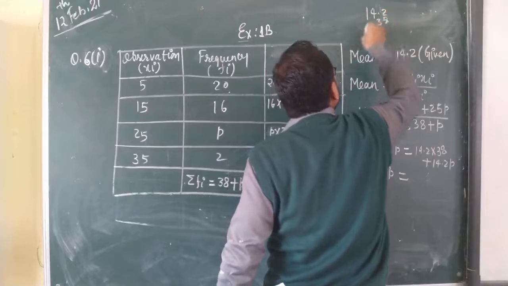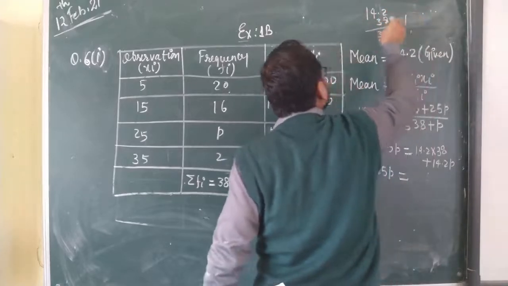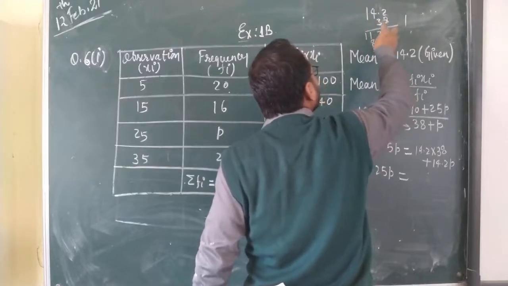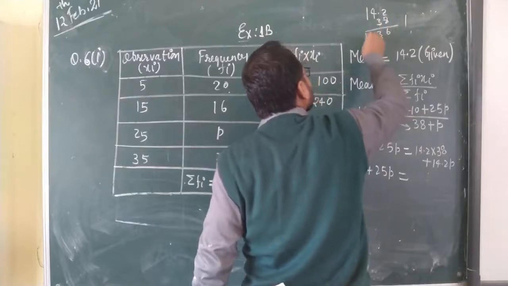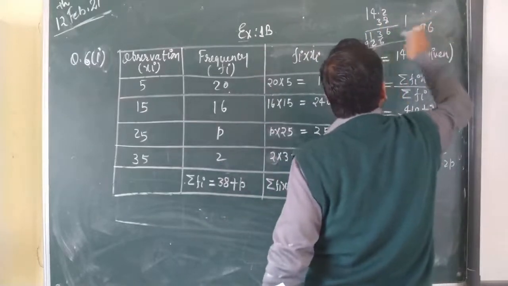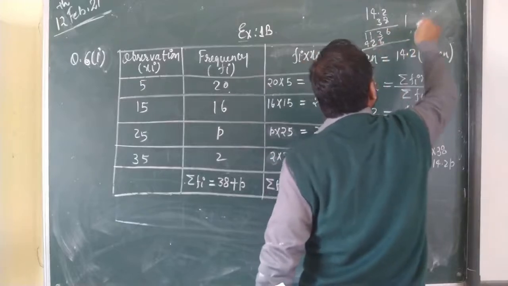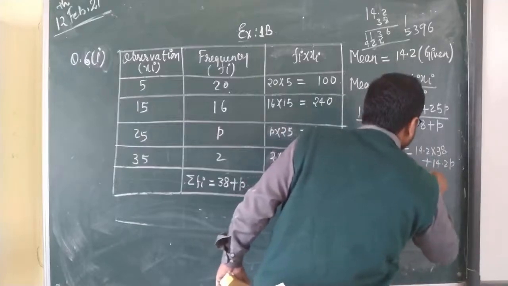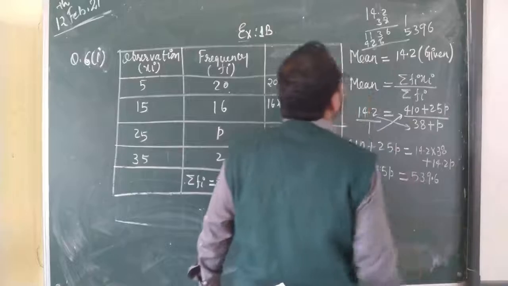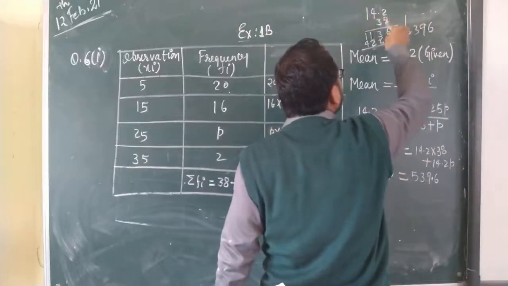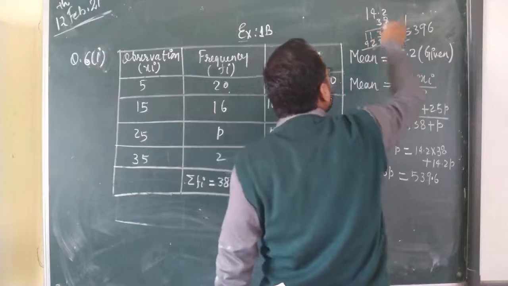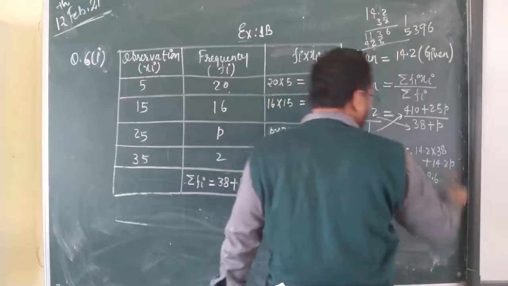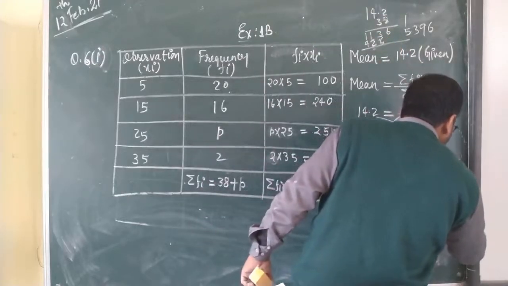14.2 is multiplied by 38, you will get 539.6, and there is one decimal point. 8 2s are 16, 1 carry, 8 4s are 32, 32 and 1 is 33, 8 1s are 1, 3 2s are 6, 4 3s are 12, and 3 1s are 3, 3 1 4, 6 9 3 5. Okay, and then you will get 14.2p, students.